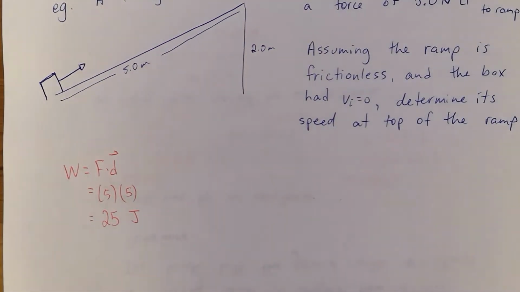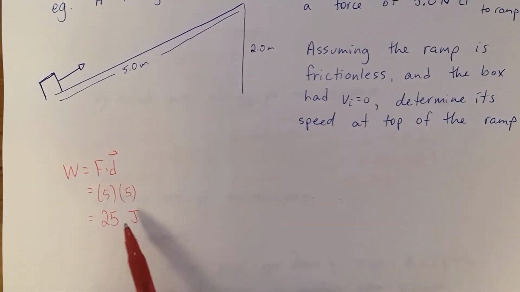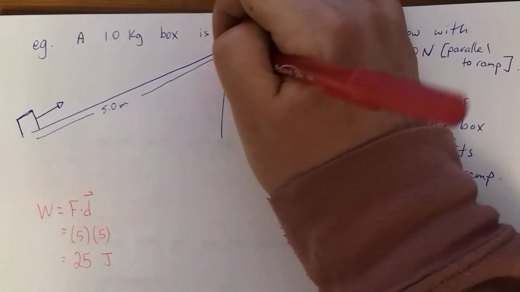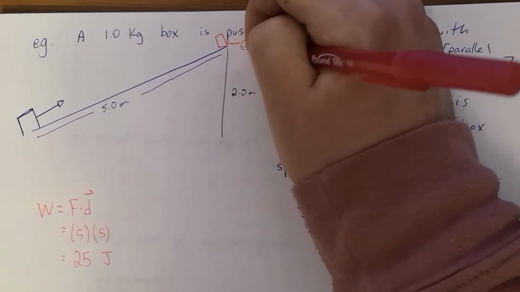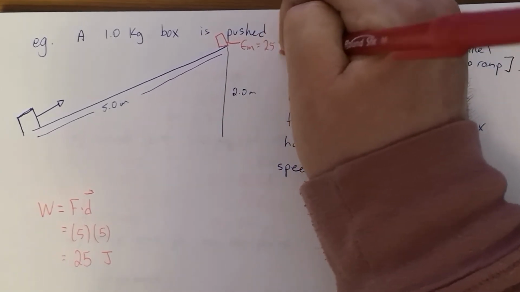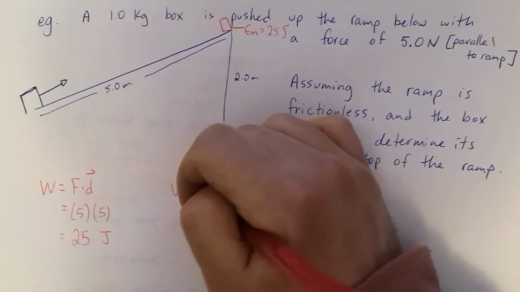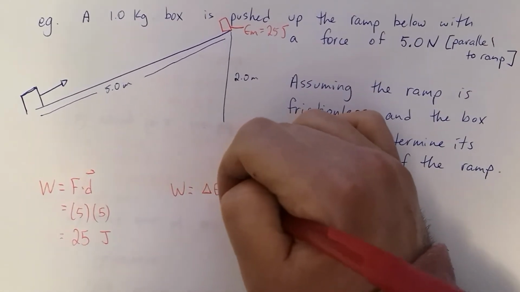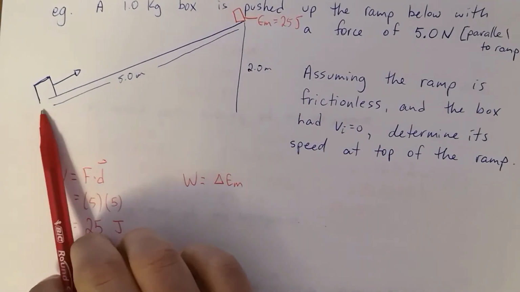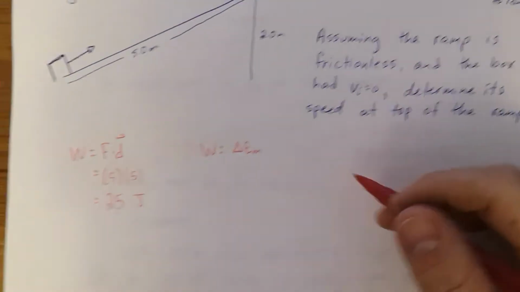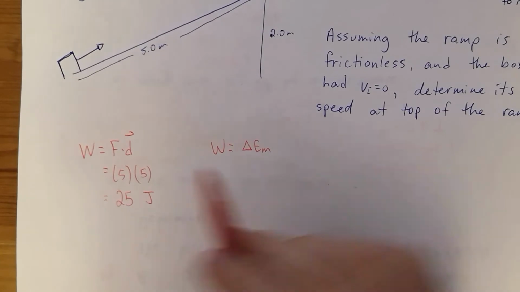Okay. So we did 25 joules of work on this box, which means up here, its mechanical energy is going to be 25 joules, because this is how much mechanical energy we gave it. Remember, work is equal to the change in mechanical energy. When it was down here, its speed was 0. It's at the bottom. Its energy is 0. Okay, so it went from 0 to 25.